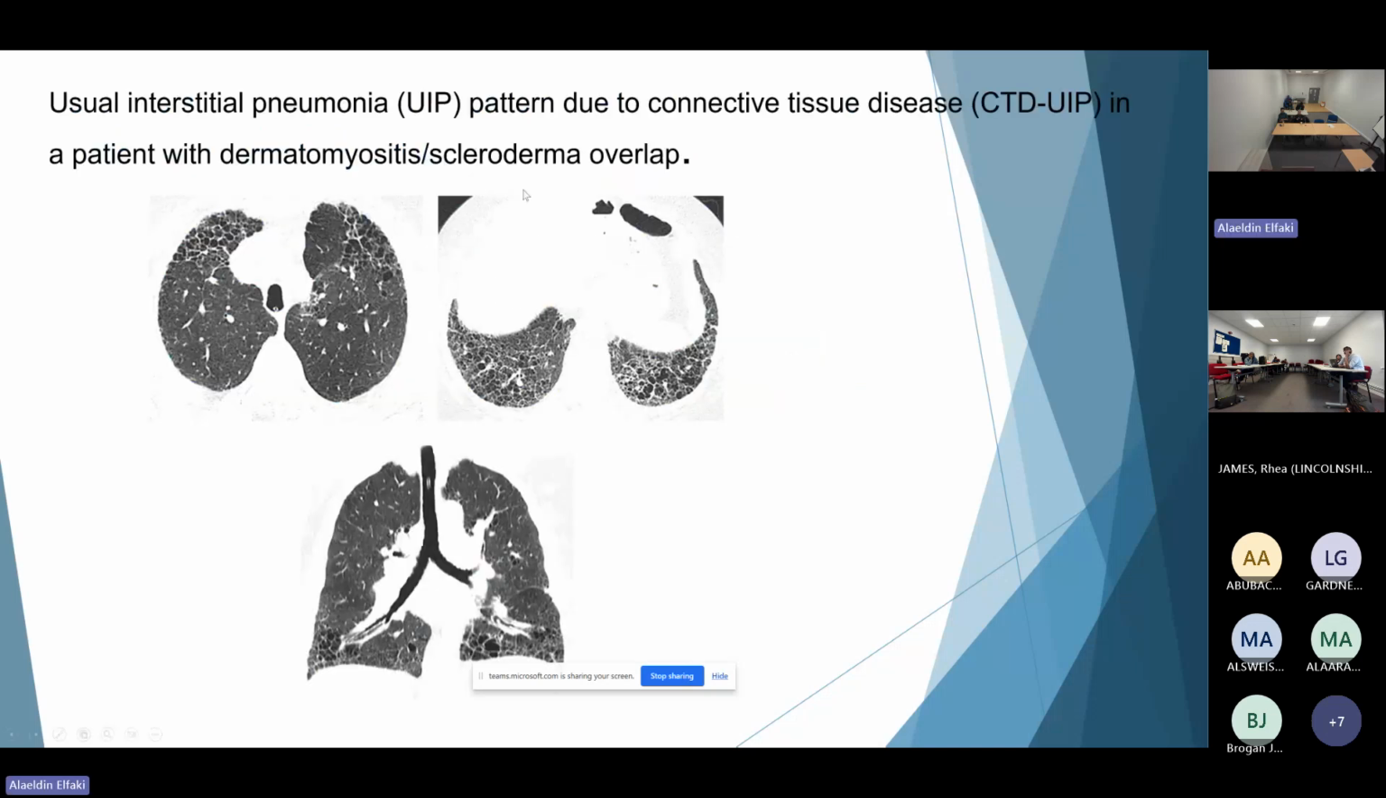So this is a UIP pattern of lung fibrosis in a patient with dermatomyositis and scleroderma. You see the pattern is similar to IPF, with honeycombing and lower lobe predominance, but there are positive autoantibodies for dermatomyositis and scleroderma. So that is a very important part, just to screen the patient for connective tissue disorders before categorizing the patient as IPF or not.